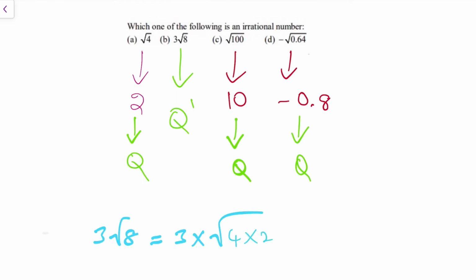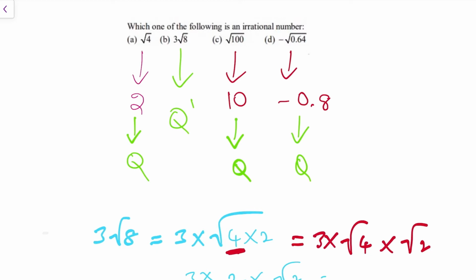So whenever we are writing a number as a product of 2 or more numbers, we need to make sure that one number is compulsorily a perfect square. Here 8 I am writing as 4 twos. In this, 4 is a perfect square, that is 2 twos are 4. Next 3 into root 4 into 2, I am separating it as root 4 into root 2. Next 3 as it is, into root 4 is 2, into root 2. 3 into 2, 6 times root 2. Obviously we know 6 root 2 is an irrational number, so option B is confirmed.